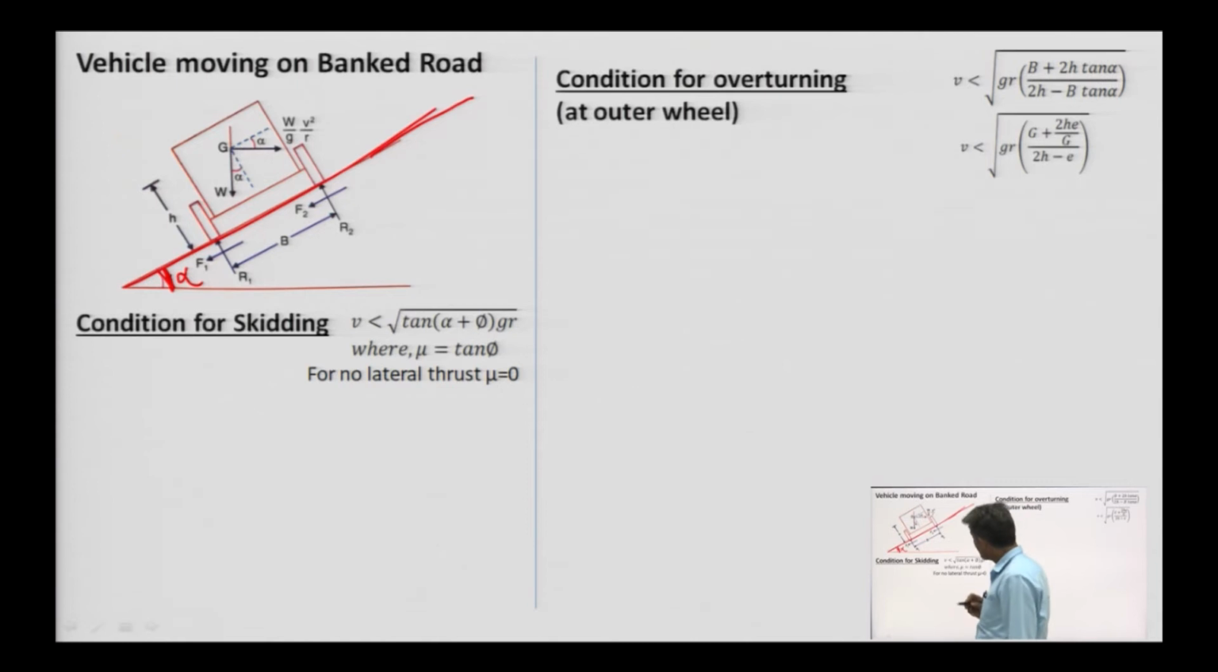And we know very well that the reactions at the inner wheel, R1 and R2, are not constant as we saw in the previous case. At the inner wheel, the reaction is less as compared to R2, and that depends upon the velocity, that depends upon the speed.